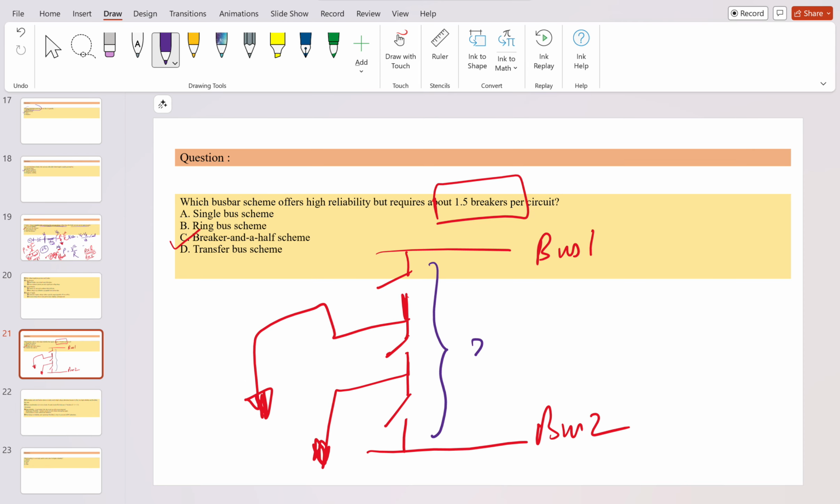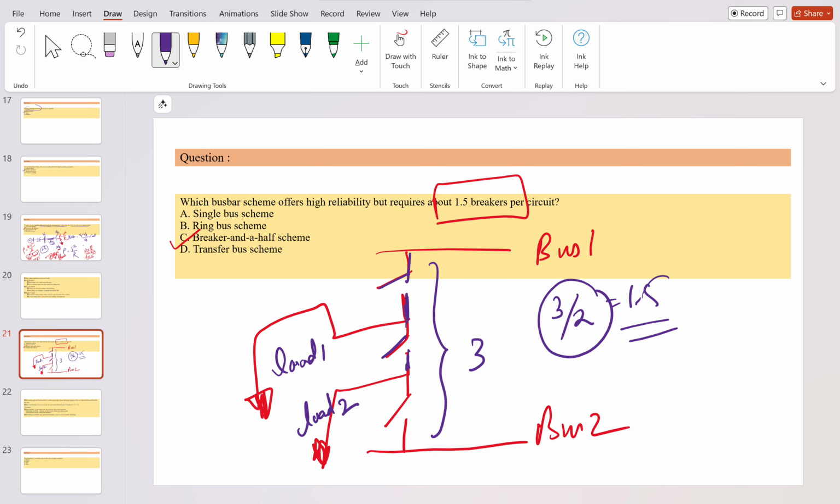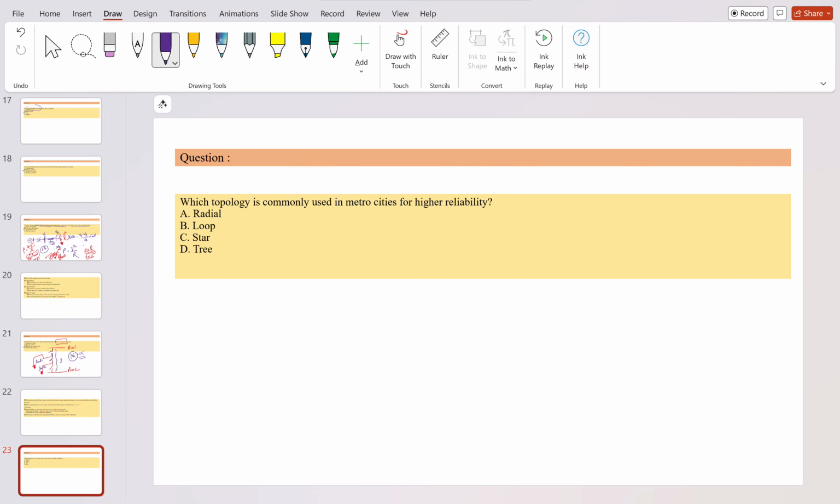Suppose this is 3. So the one you can operate and the other you can operate. This is kind of 2 out of 3, so 2 will be operational. Suppose you wanted to supply load 1 and load 2. Here you can say the 1.5 breaker, out of 3. Okay, let's move forward. Try to solve this.